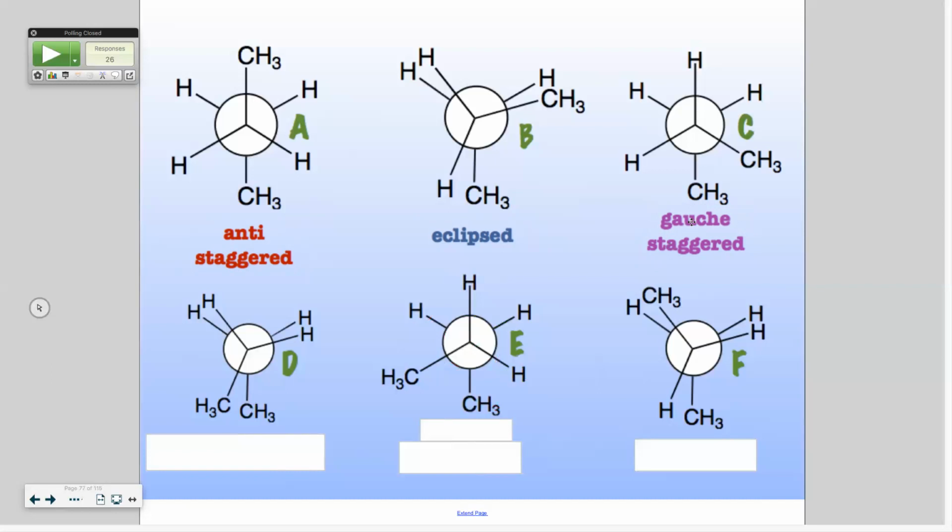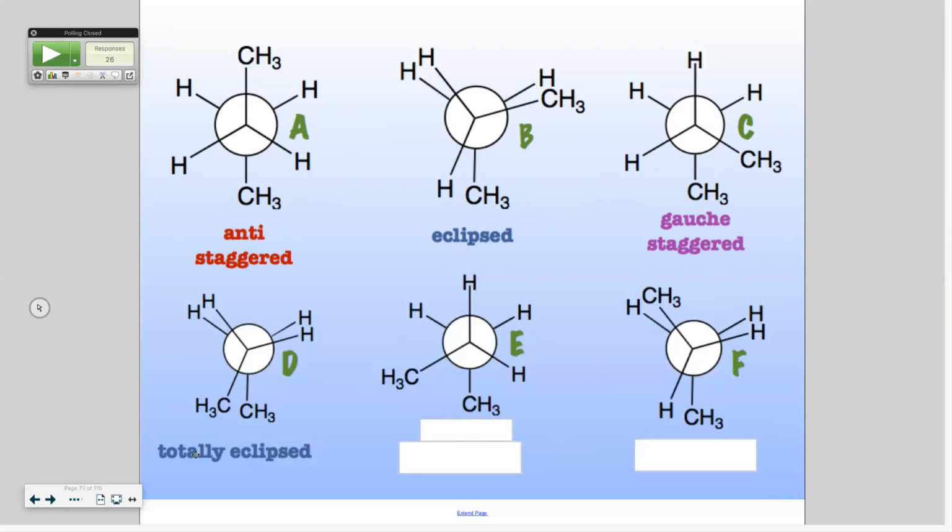Now I'm going to go to D. I'm still moving the front carbon only, holding the back one. You could hold the front one and move the back one. Just be consistent in your drawings and you'll be fine. So here I go. And what am I again? I am eclipsed. And do you see that this eclipse is actually different than this one?